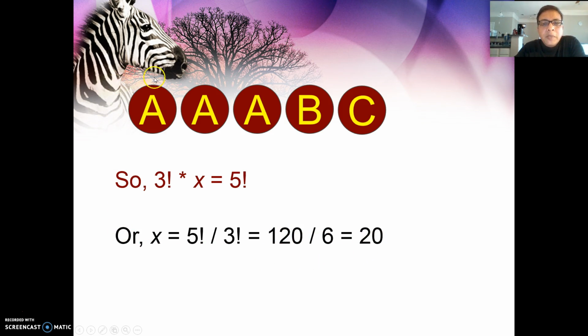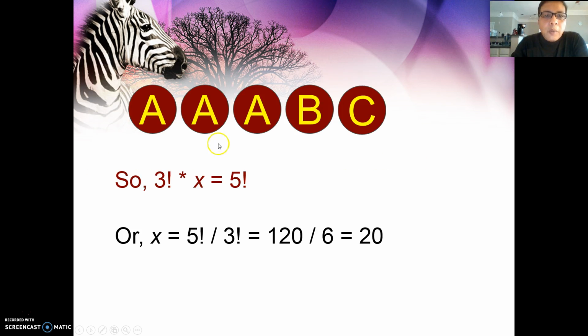So the number of arrangements of n things where r are the same is n factorial by r factorial. And there can be several groups of such objects, r1, r2. So it will be n factorial by r1 factorial into r2 factorial into up to rk factorial.